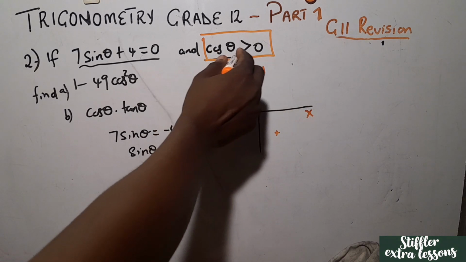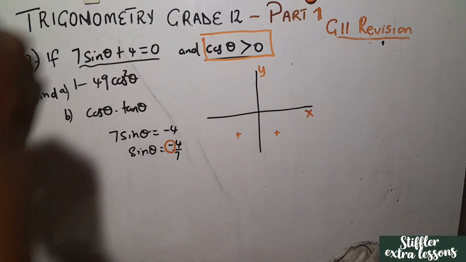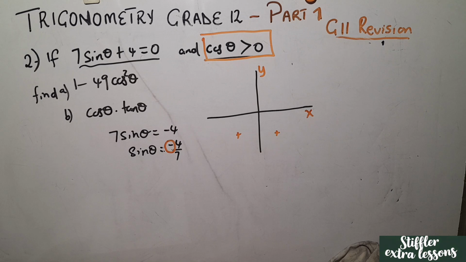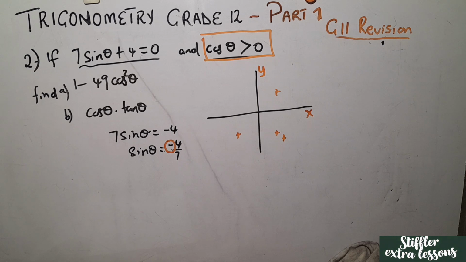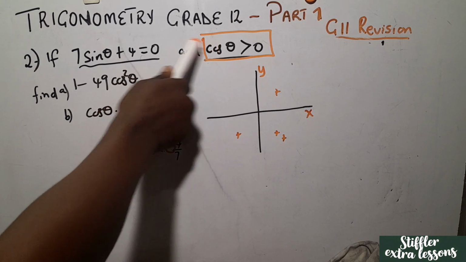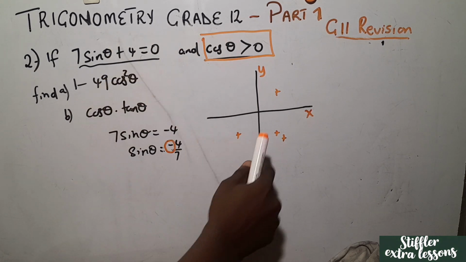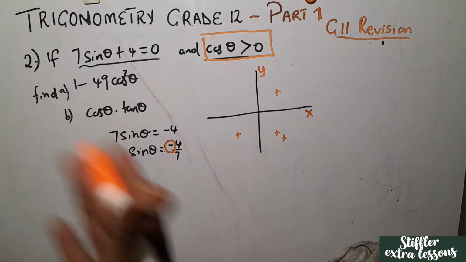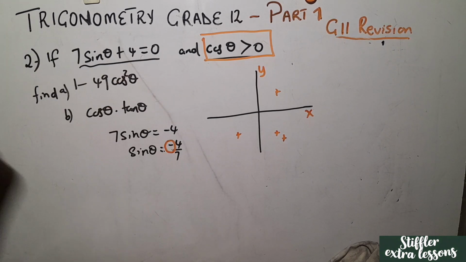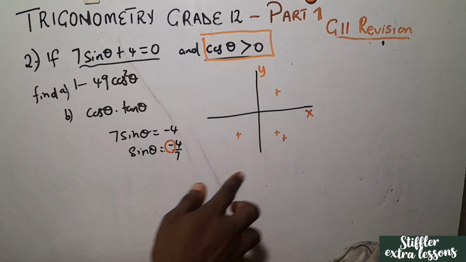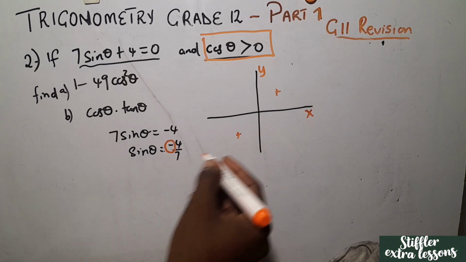They said cos theta is greater than 0, so it's positive. And also check where cos is positive. So cos is positive in the first and fourth quadrant, right? So both of these statements are satisfied in the fourth quadrant. So it means that that's where our solution is. So that's the first step. You identify where your solution will lie. So our solution will be in the fourth quadrant.